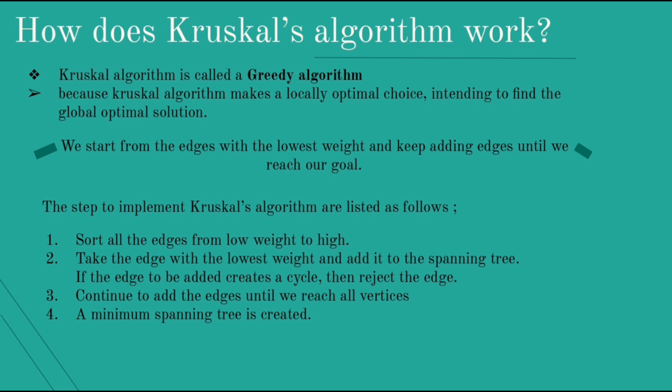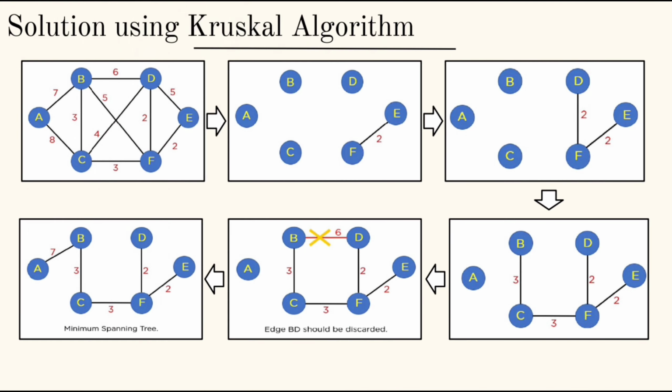The steps to implement Kruskal's algorithm are listed as follows. First, sort all the edges from low weight to high. Second, take the edge with the lowest weight and add it to the spanning tree. If the edge to be added creates a cycle, then reject the edge. Third, continue to add the edges until we reach all vertices. And lastly, a minimum spanning tree is created.